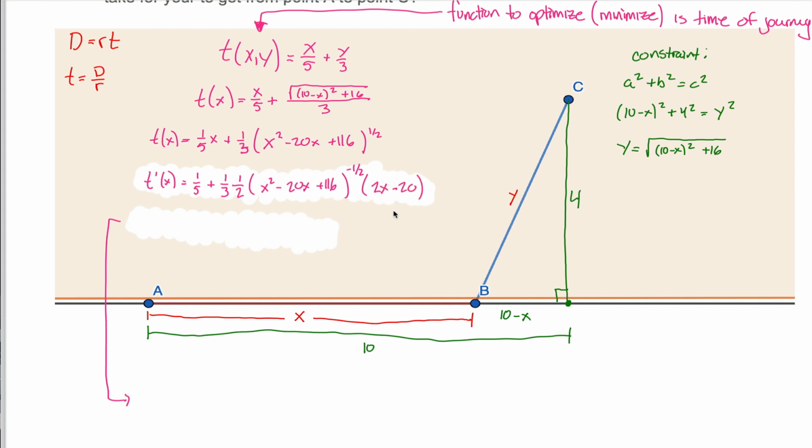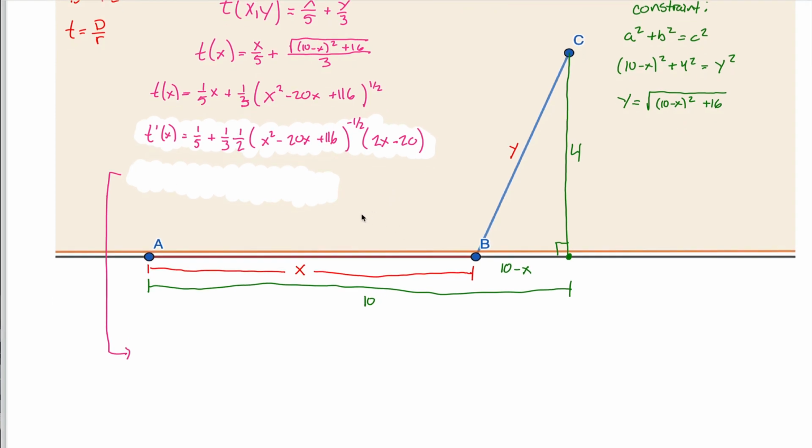Our goal is to take this derivative and set it equal to 0, which is going to be kind of a pain the way it's written right now, so it might be worth spending one extra step cleaning this thing up. I'll leave the 1/5 alone for now, but instead of 1/3 times 1/2 times all this stuff times 2x minus 20, I can put the 2x minus 20 up on the top of the fraction, and then down on the bottom of the fraction, the 3 and the 2 from 1/3 and 1/2 make a 6, and then instead of x squared minus 20x plus 116 to the negative 1/2, I can write x squared minus 20x plus 116 to the positive 1/2 if I put it down on the bottom of this fraction.